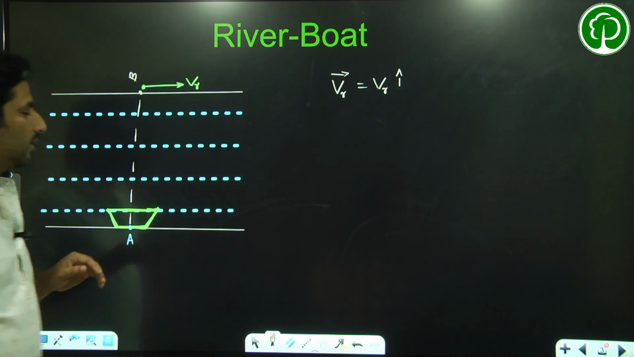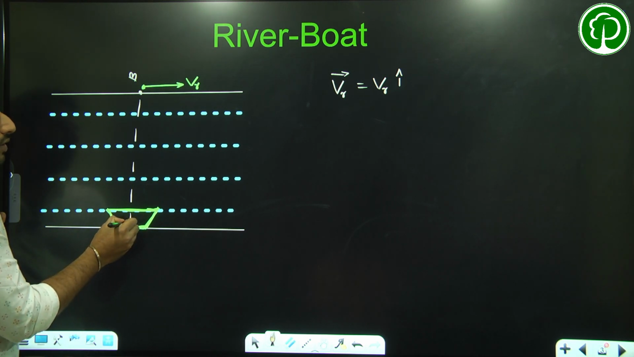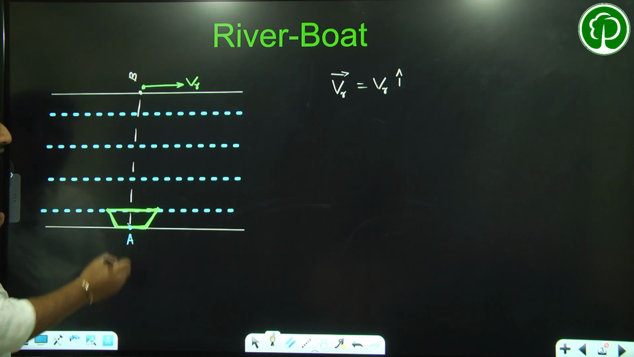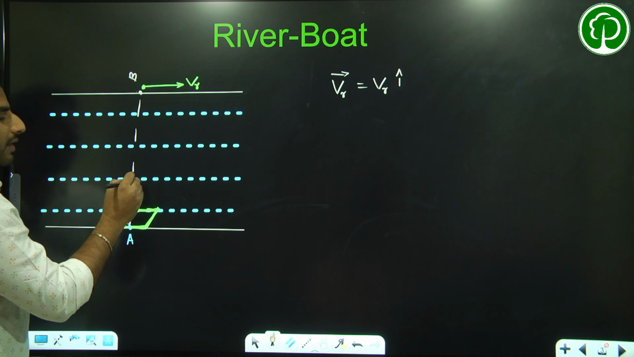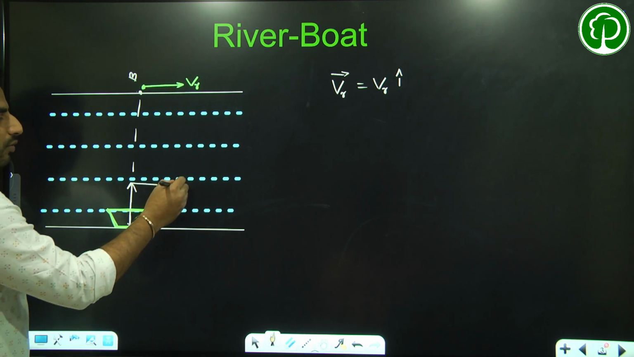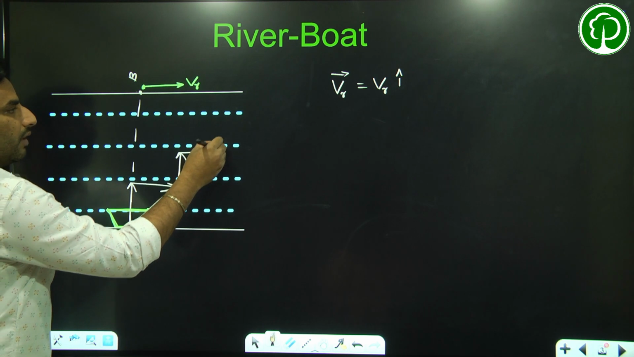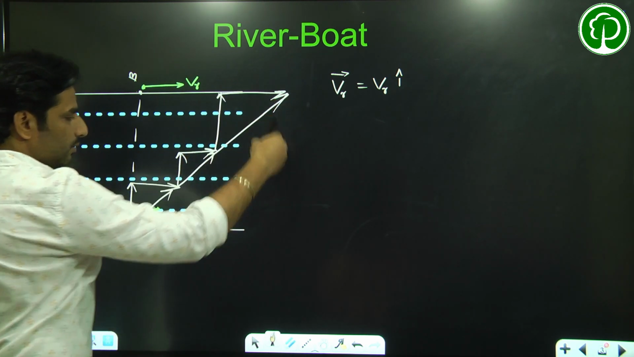Now observe here, if the boat tries to cross the river by heading perpendicular to the flow, then it will never reach point B, because the boat wants to move up and the river is drifting the boat towards the right. So the resultant movement of the boat is in this direction. Boat wants to move up, the river is drifting, the boat is actually moving this way.